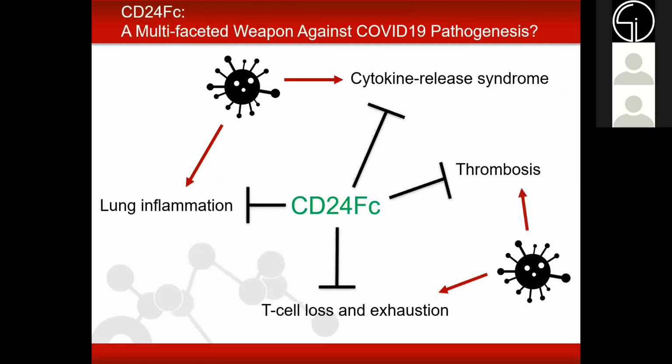So we think CD24FC can really target the most important pathogenesis features of COVID-19. They target the lung inflammation, they target the T cell loss and exhaustion, they target the cytokine release syndrome, they target the thrombosis process.